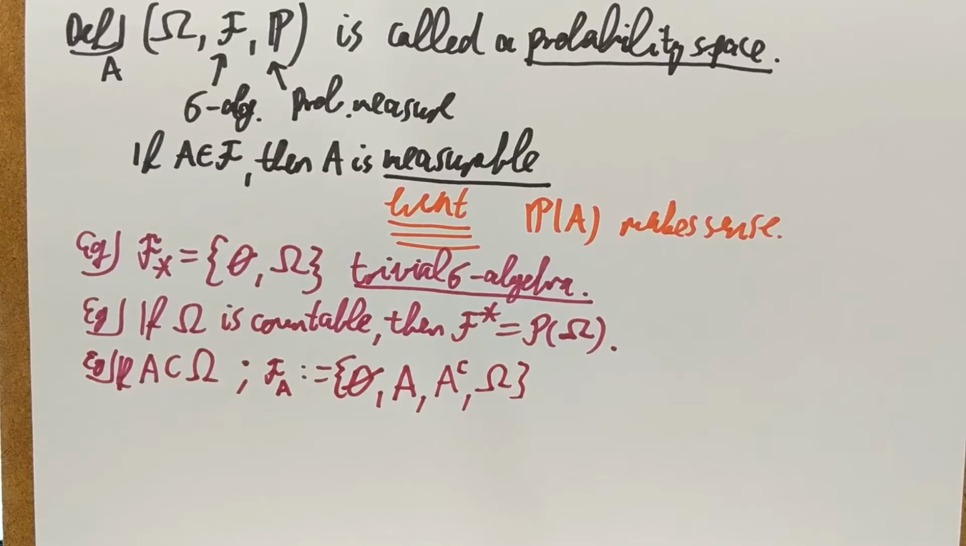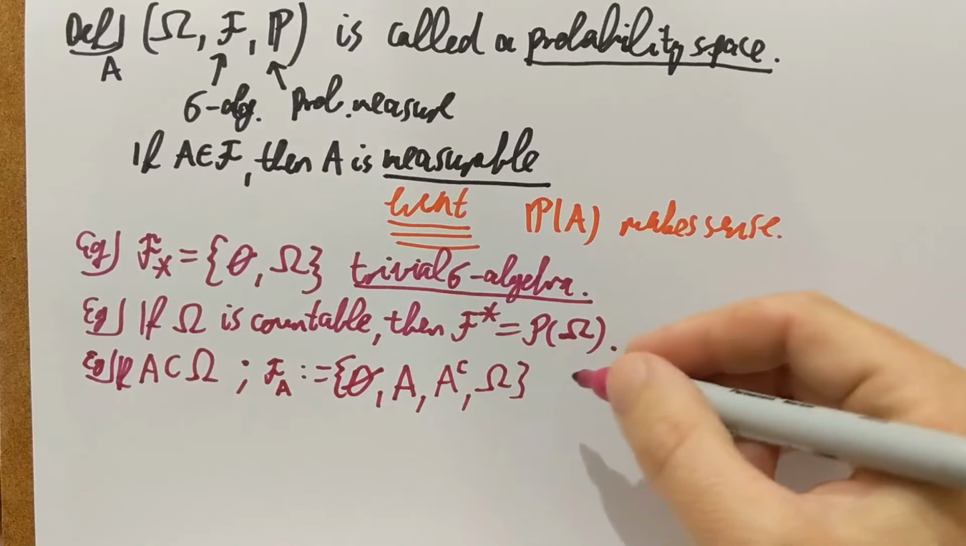It has 4 elements: the empty set, the subset A, its complement, and omega. This is the sigma algebra generated by the event A.